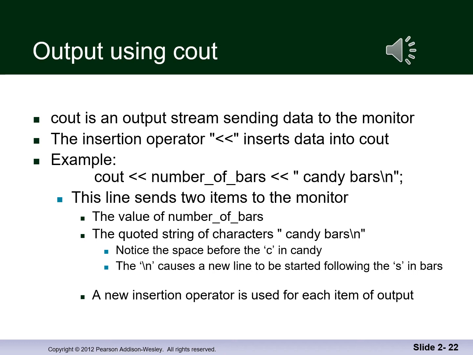So here's an example program statement. If I want to send output to the monitor that includes the value stored in the variable number of bars, followed by a space and the literal text candy bars ending with a new line, I use this cout statement. Cout, then the insertion operator pointing to the left, then the name of the variable whose value will be output, then another insertion operator, and then the literal, this is quoted with the double quotes, space candy bars.